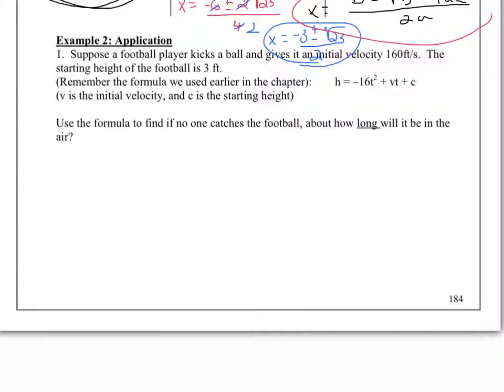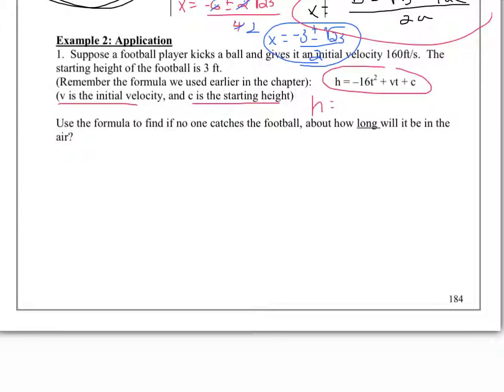Okay, so let's look at the first problem. Suppose a football player kicks a ball and gives it an initial velocity of 160 feet per second. The starting height of the football is 3 feet. Okay, so remember that we talked about this problem earlier where we said that V is going to be the velocity and C is going to be the starting height. So I can use this and fill in what I need.